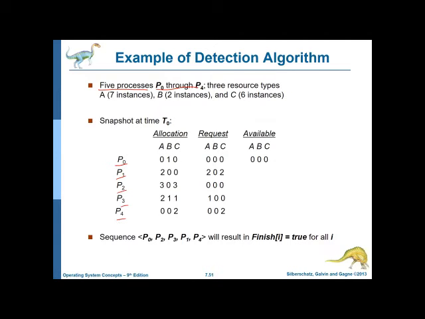And then there are 3 resource types. What are the 3 resource types? You can see here A, B, and C. A has a maximum of 7 instances, B has a maximum of 2 instances, and C has a maximum of 6 instances. If A is a printer, then that means there are 7 printers in total that can be given to the processes. Similarly, B is another resource, a secondary storage device, and there are 2 instances of such devices.